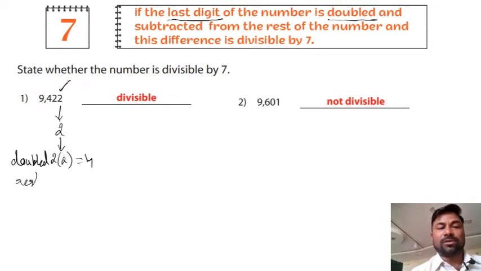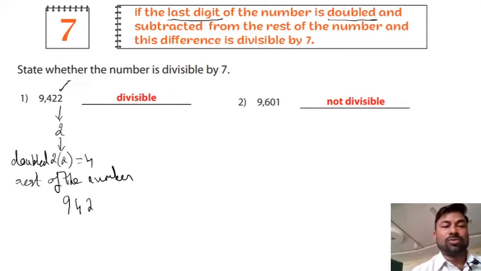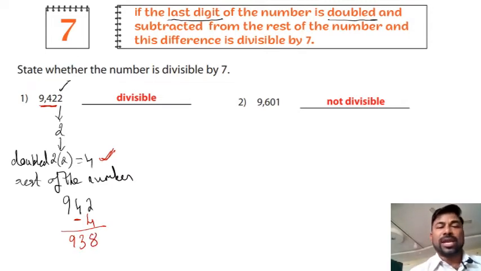Now we subtract it from the rest of the number. What is the rest of the number? The remaining number is 942, the leftover of the total. Now let us subtract the doubled number from it. What we get is 938. Now let us check whether that is divisible by 7.